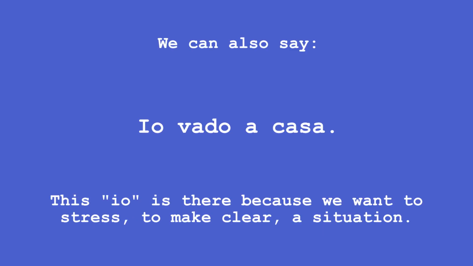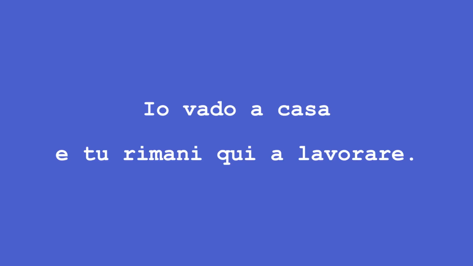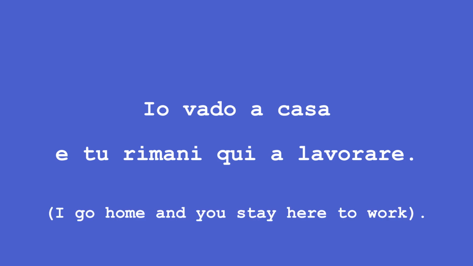We can also say io vado a casa. This io is there because we want to stress, to make clear a situation. For instance, io vado a casa e tu rimani qui a lavorare. I go home and you stay here to work.